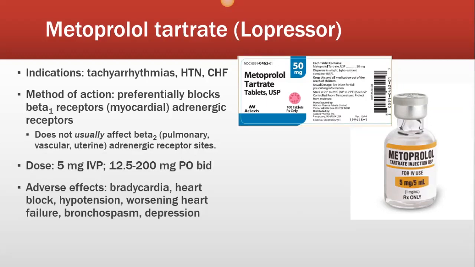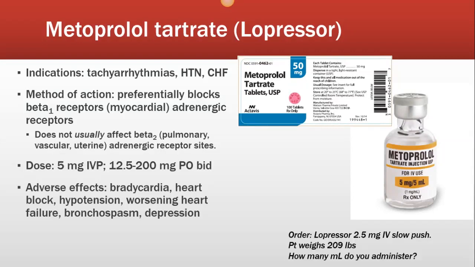So there are obviously nursing implications here. As a nurse, I know that before I give metoprolol, I need to know what the heart rate is, and I need to know what my patient's blood pressure is, because I'm not going to give this med if the patient already is hypotensive or is already bradycardic. There may or may not be a doctor's order to do that, but as a nurse, you're responsible to know to do that. So we don't administer it without getting a set of vital signs on our patient. And indeed, if there are problems, we need to hold the medication until we have a discussion with the provider. So here a patient is ordered Lopressor 2.5 milligrams IV push. Patient weighs 209 pounds. How many mLs are you going to administer?